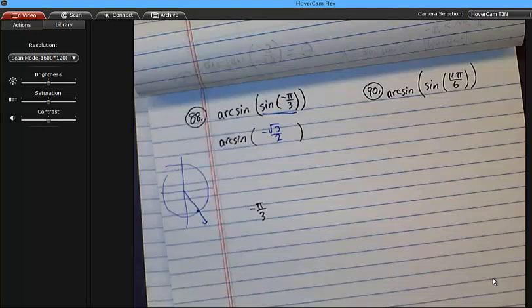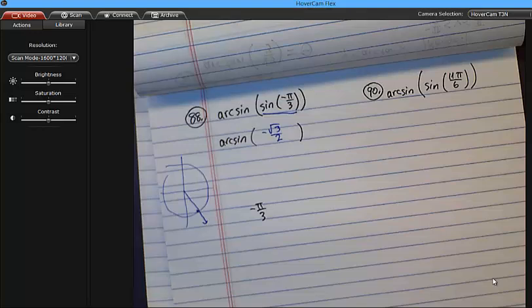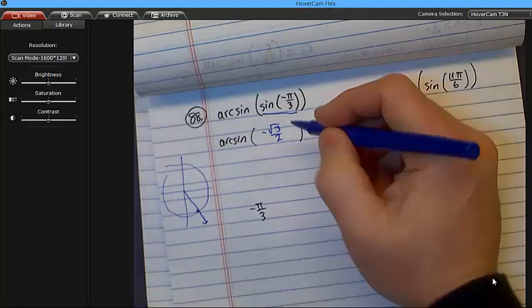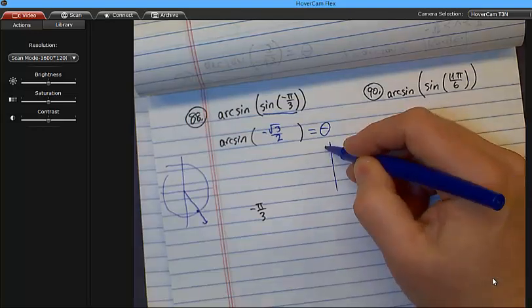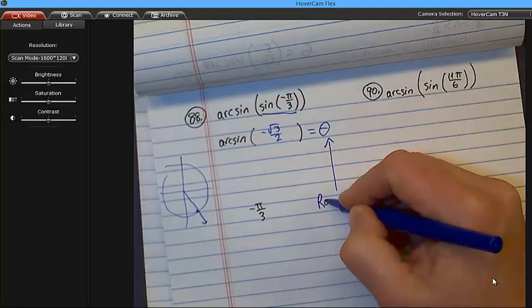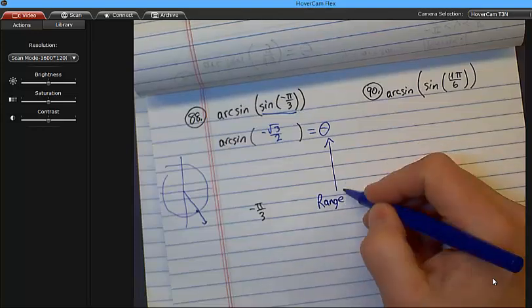Now, anytime I see an inverse trig function, I try to remember it's an angle. It's going to spit out an angle. And then I say, wait a minute, what is the range? As soon as I do that, what is the range? What are the possible angles it could spit out? Well, anything between what?